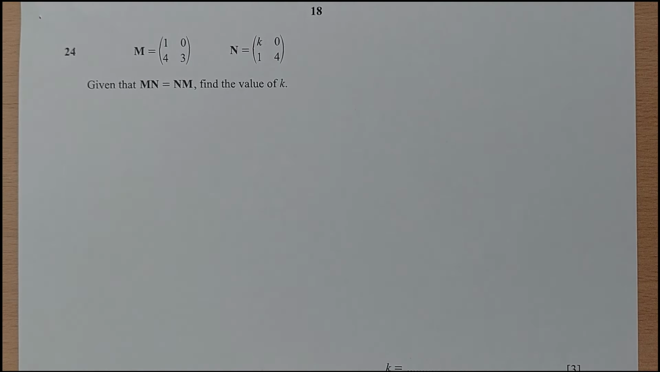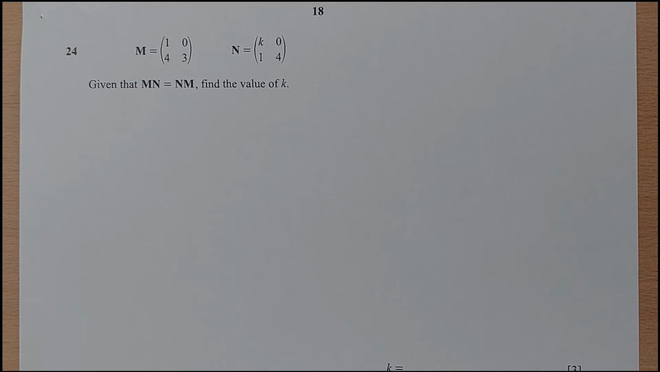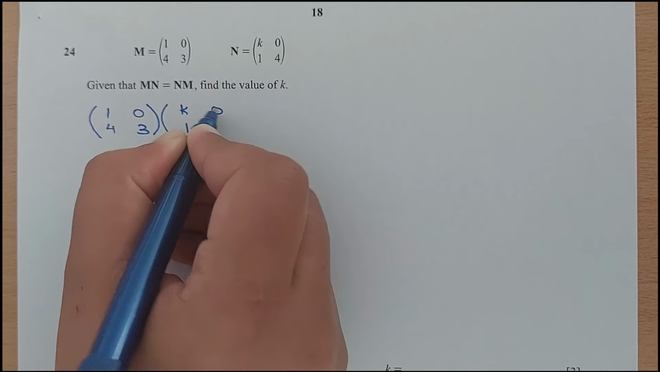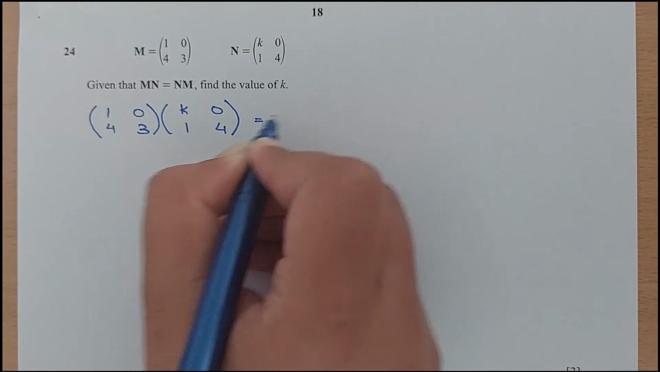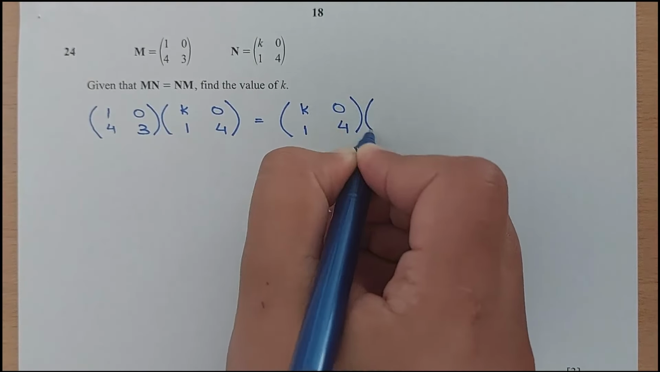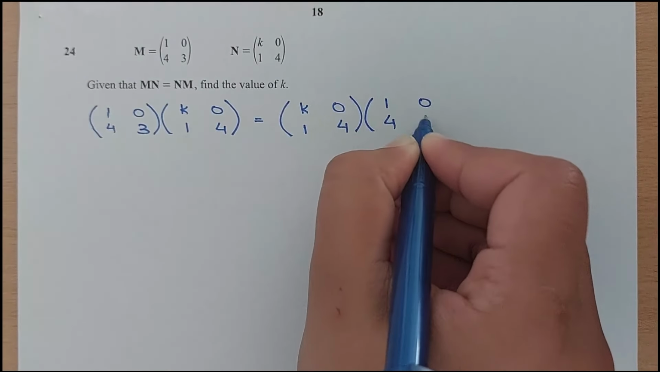Question number 24, we are given the matrices M and N, and given that M product N equals N product M, find the value of k. So we need to find the products MN and NM, put them equal and solve for k. So let's do it. First let me find the product for these two. So we have M as 1, 4, 0, 3, and N is k, 1, 0, 4. This equals the product N M, that is k, 1, 0, 4 into 1, 4, 0, 3.